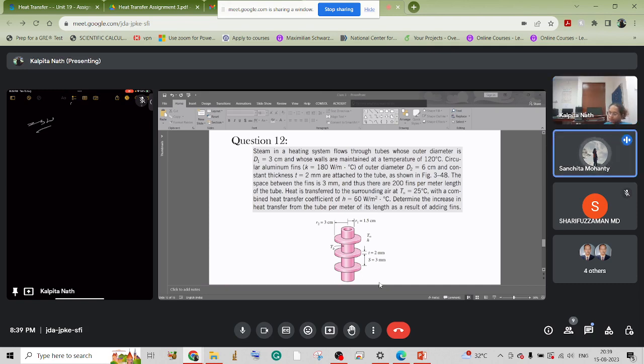Ma'am, is the answer 9102.85? Close to that? No. Just 1 second. You have to find out the ratio, right? Efficiency you may or may not find out. But you have to find out the increase, right? What you found out without fin, the heat transfer without fin.